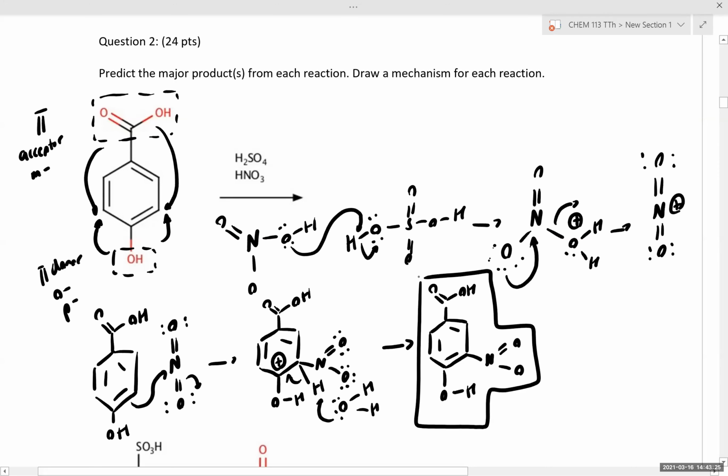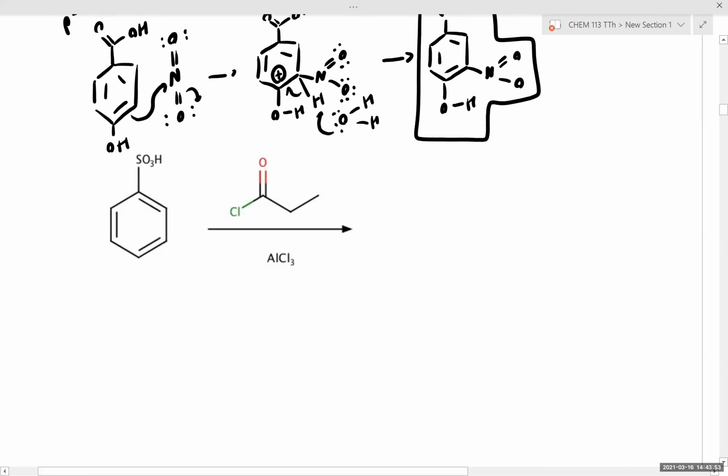Does this first example make sense? Okay, let's keep going then.